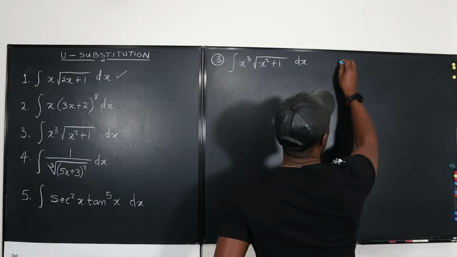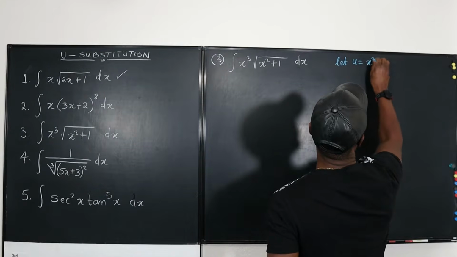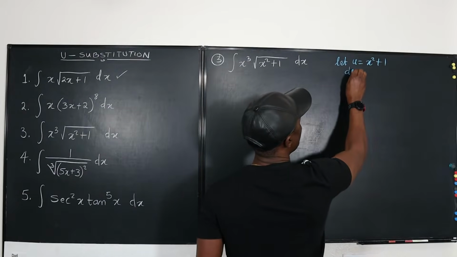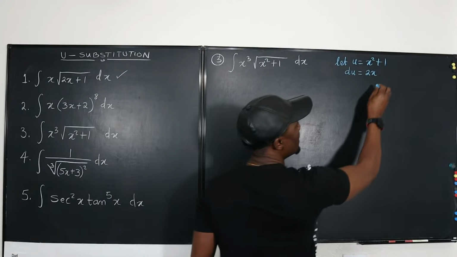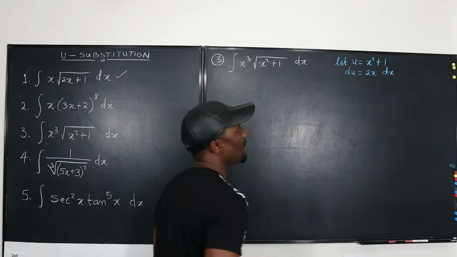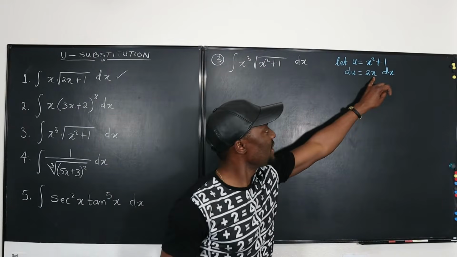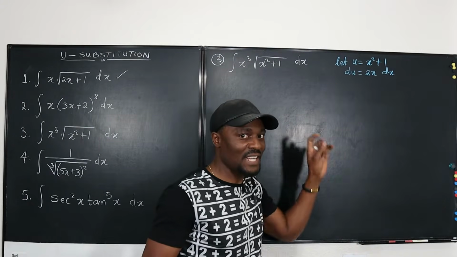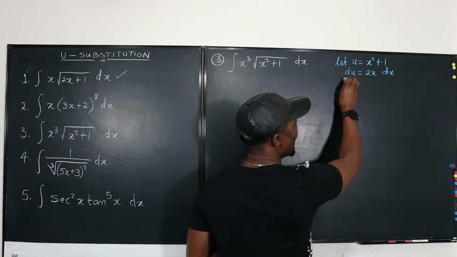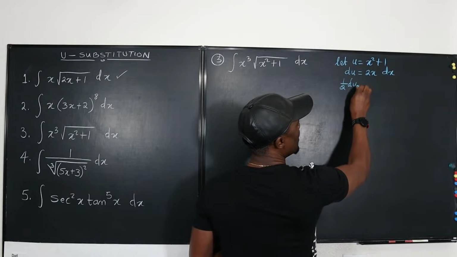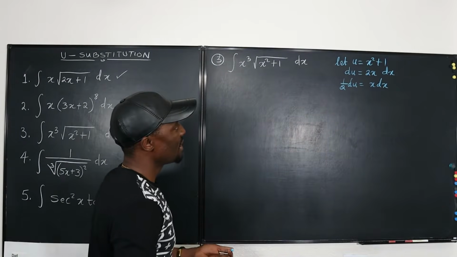So let's say that let u be equal to x squared plus 1. So what is du? du is 2x dx. Huh. So remember, you cannot bring this x here. x and du cannot go together. So the best you can do is to say that half du is x dx. Now let's go back to the problem.